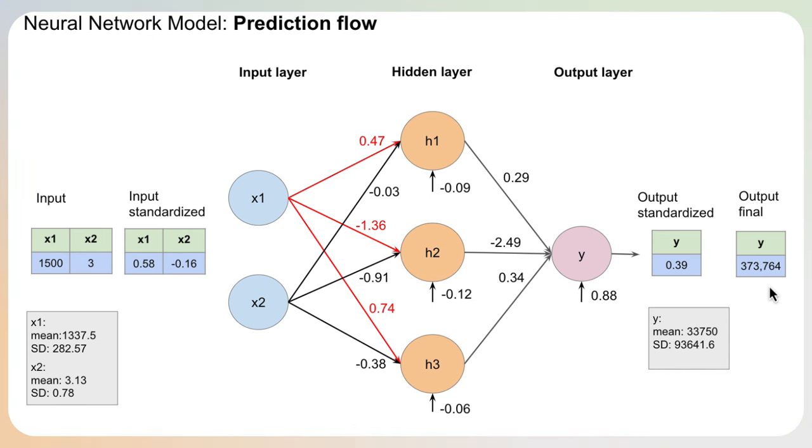For this example, the predicted price of the house is $373,764. This flowchart illustrates the end-to-end process of making predictions with a trained neural network model, showing each step from input standardization to final output. Now that you've seen how the entire process works, from data scaling and model training to making predictions, I encourage you to start exploring the platform.